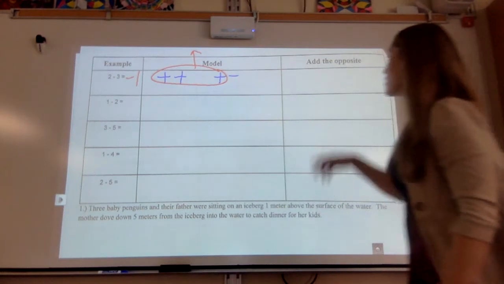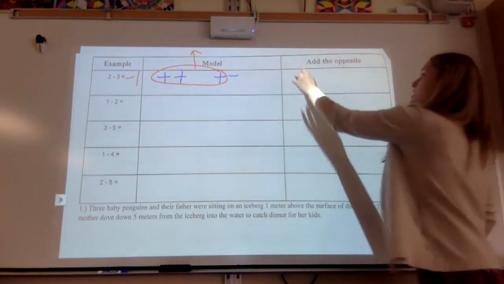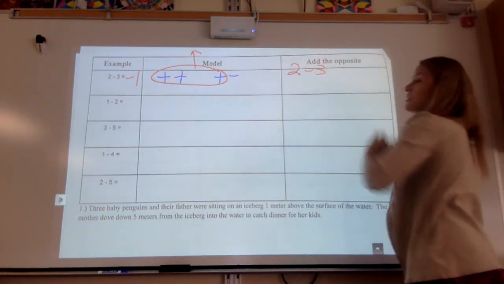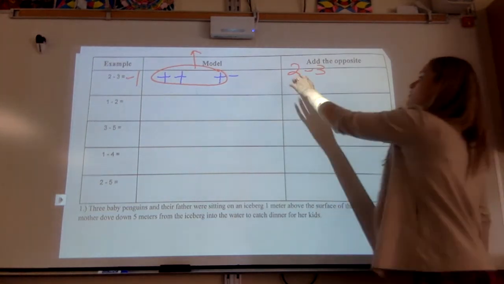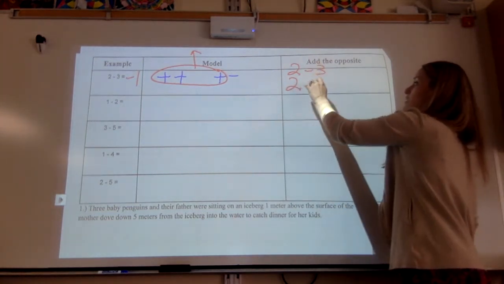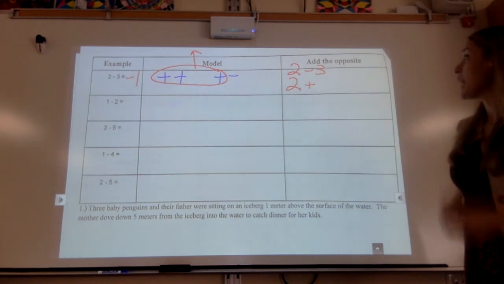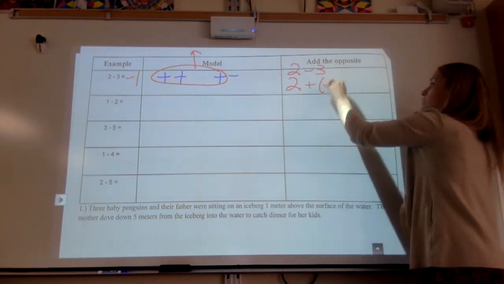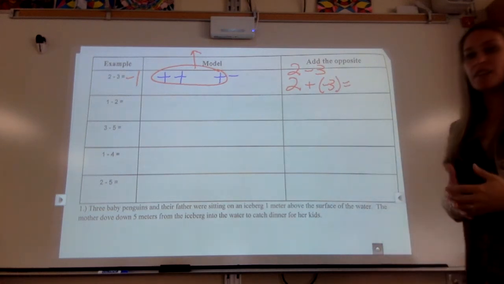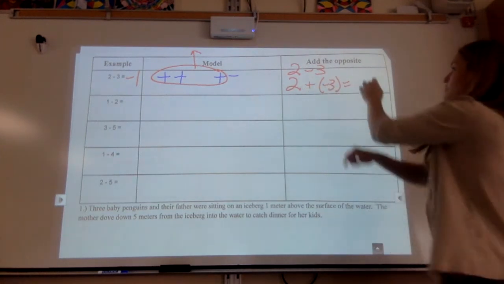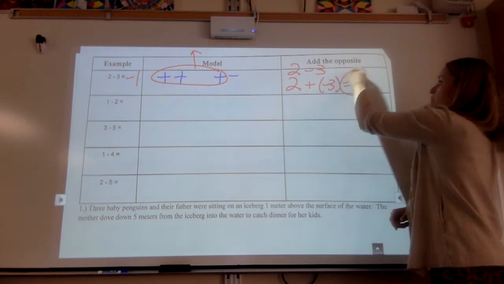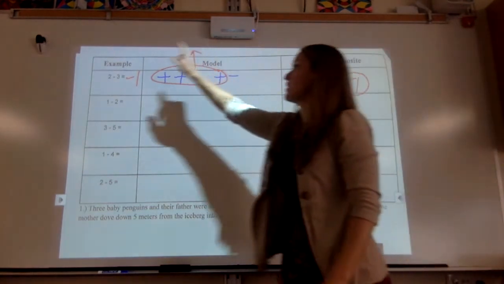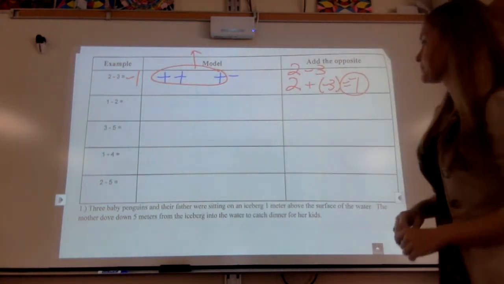Okay, so again, we're going to rewrite it as adding the opposites. So we're going to take our 2, take away 3, and we're going to rewrite it. I'm going to keep my 2. My subtraction becomes addition. And what's the opposite of positive 3? Negative 3. Okay, so again, we just spent the last couple days doing adding integers. You know when you have different signs, subtract them. Take the sign of the number there are more of. So negative 1 and negative 1, we got the same answer.